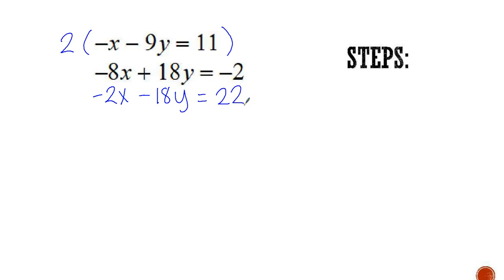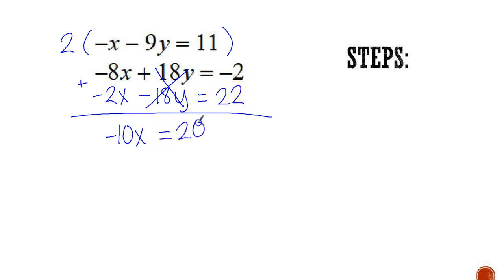Great job. Now I have an opposite. Opposite of +18 is this -18. So I add my equations together. -8 plus -2, or you can think of it as -8 minus 2 is -10x. The y's eliminate, they go away, equals -2 plus 22 would be a +20. Then we divide by -10, and x equals -2. Perfect. Great job. So I have my x value, fantastic.